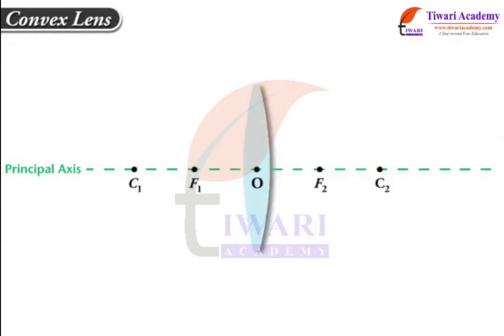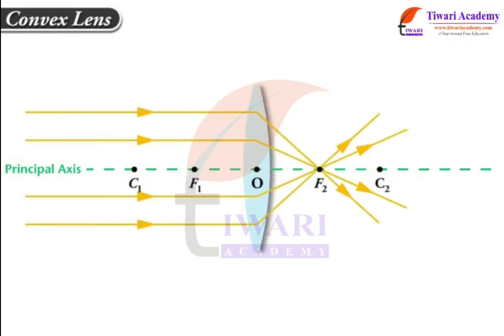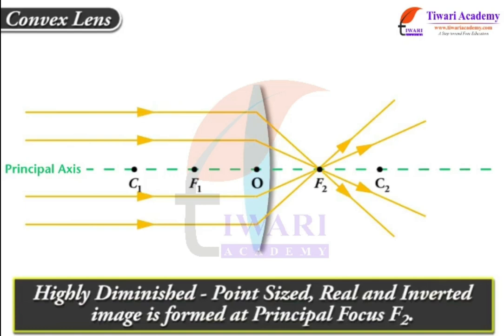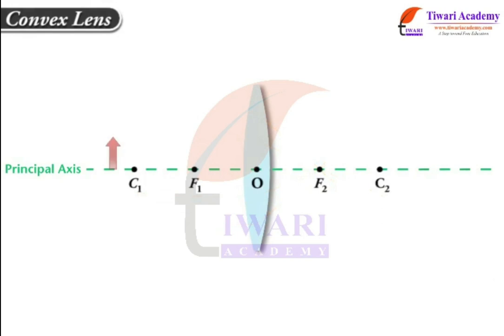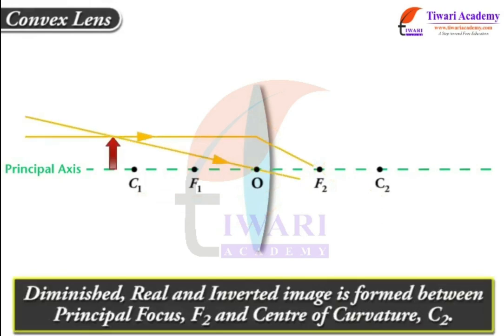A convex lens converges parallel rays coming from an object at infinity, and a highly diminished, point-sized, real and inverted image is formed at principal focus f2. A diminished, real and inverted image is formed between principal focus f2 and center of curvature c2 at the opposite side when an object is placed beyond c1 of a convex lens.